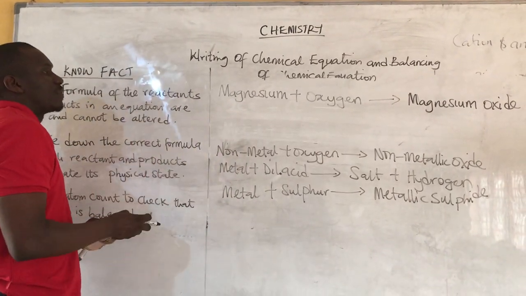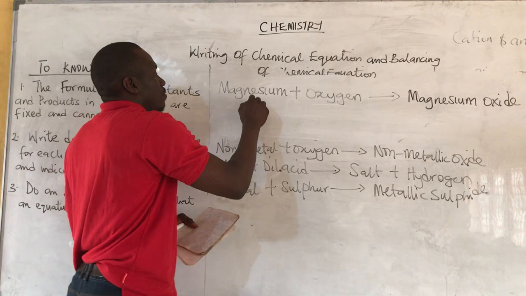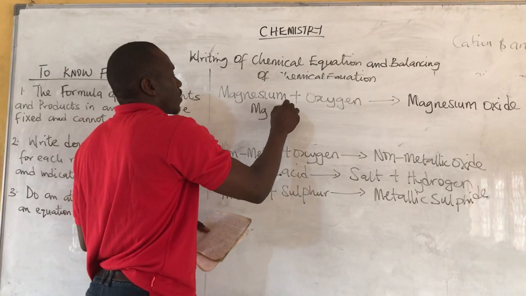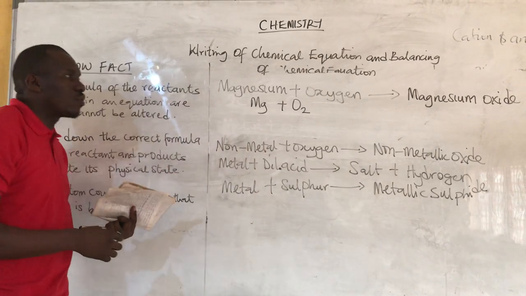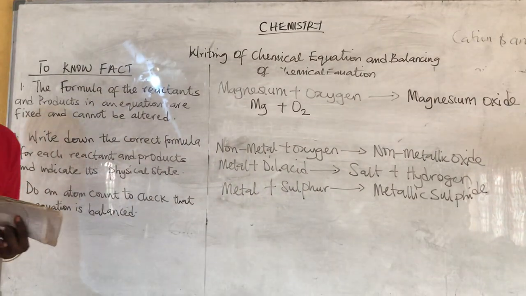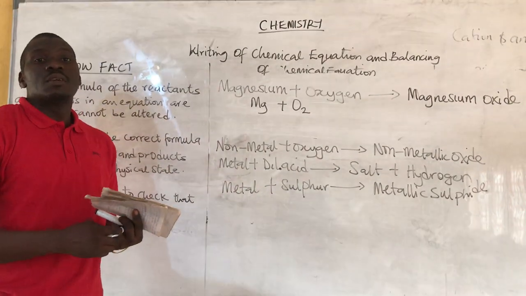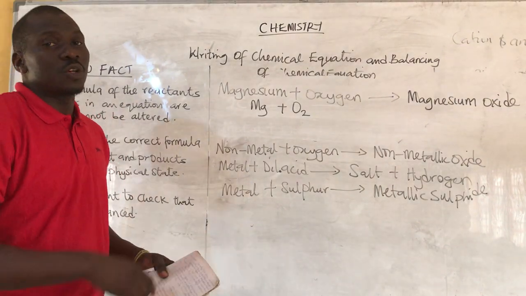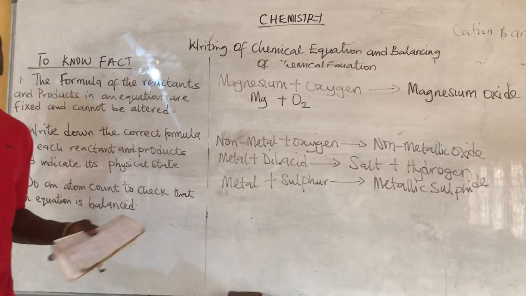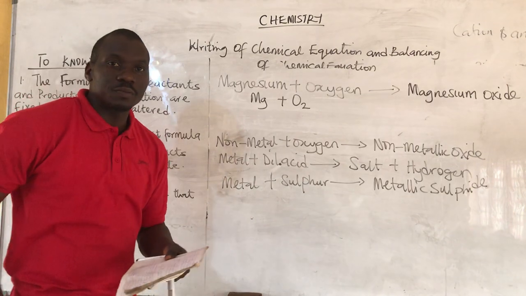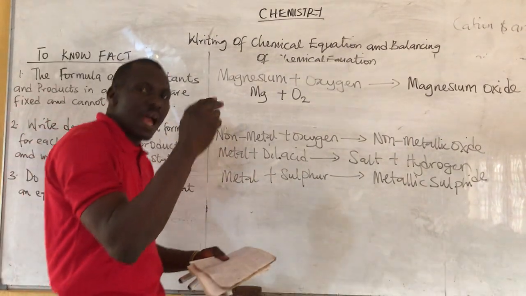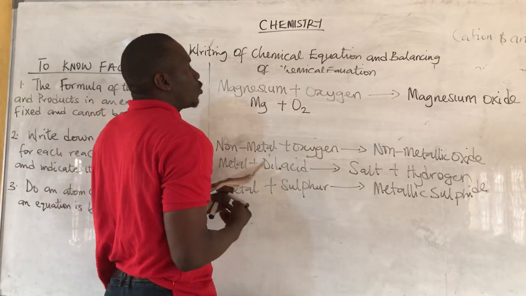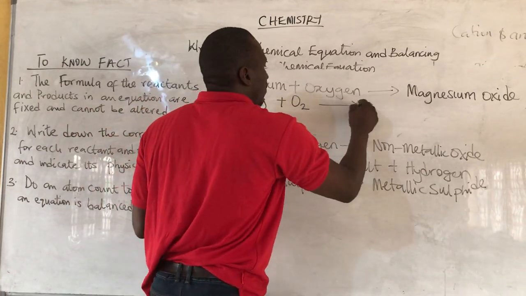Okay, let's solve this. After attempting, magnesium is Mg, oxygen is O2. Then somebody's asking, uncle, why is oxygen O2? Oxygen is a gas, number one. Oxygen is diatomic in nature, meaning 2 atoms. Now, to give you magnesium oxide.